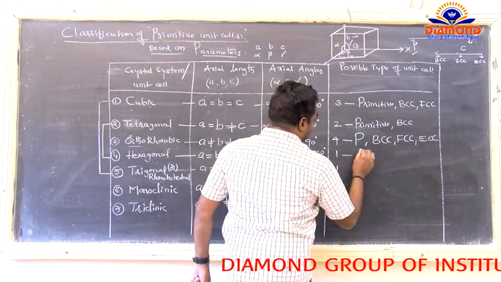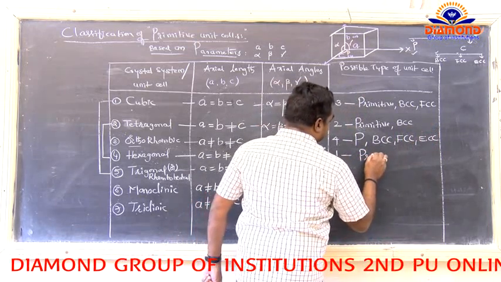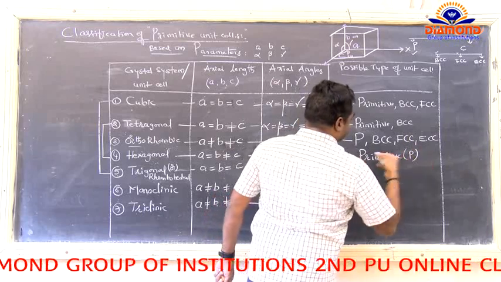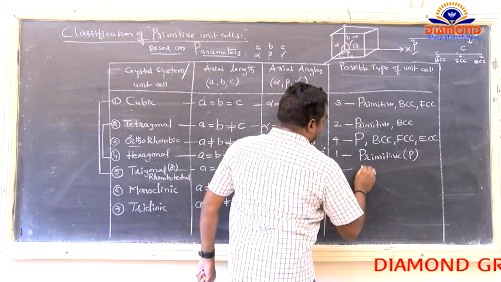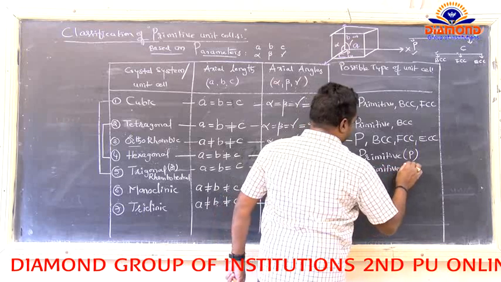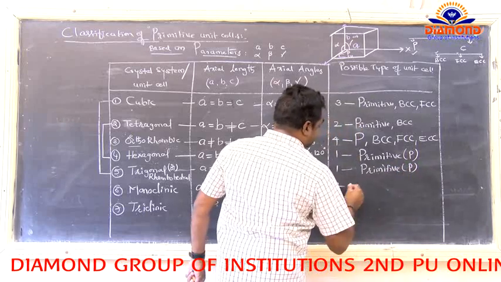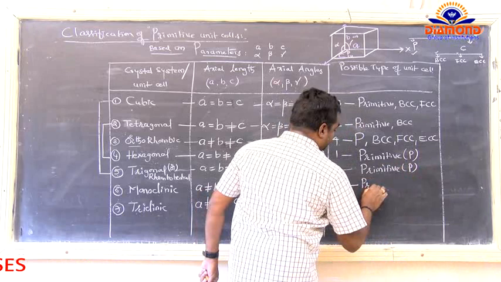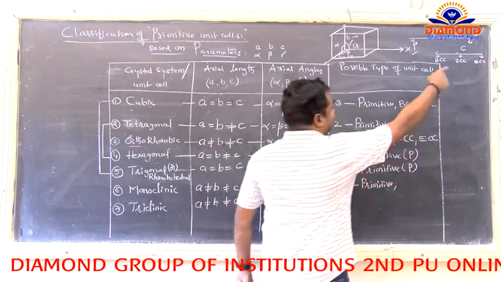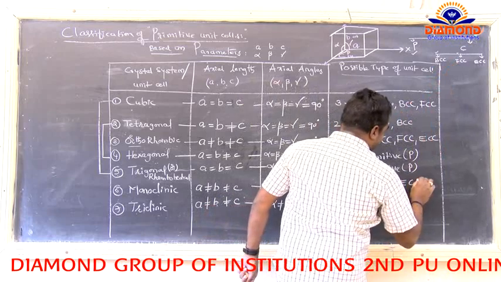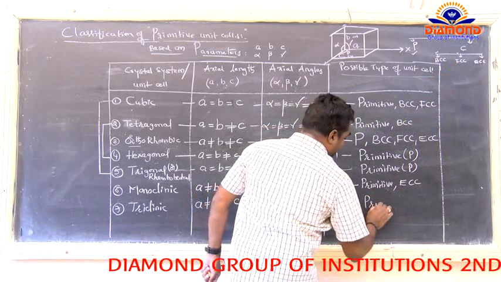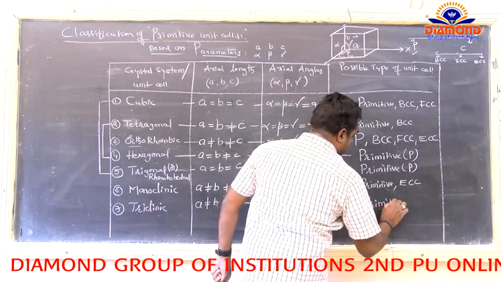Next, only one, and that is primitive only. Again, only one, in primitive only. Next, the second one belongs to the primitive as well as the last one, ECC, the end centered. The first one is only one, belonging to the primitive unit cell.